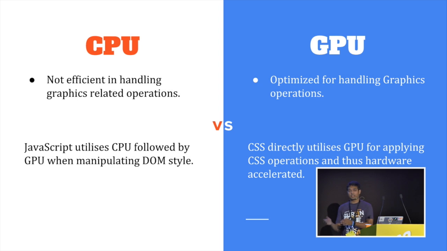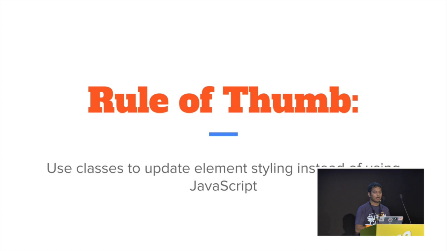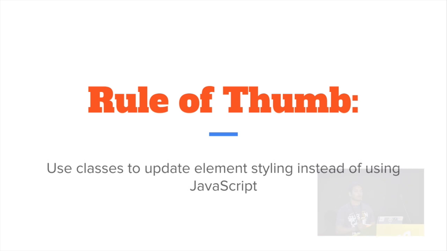Though with the Web Animations API coming to JavaScript, it will be hardware accelerated and will be using the GPU. Though its support is very limited as of now, and it's still in the beta stage, not very stable. So it's yet to be there. As of now, you can think of using styles for manipulating your DOM instead of JavaScript. A rule of thumb is as simple as that: use classes to update element styling instead of using JavaScript.